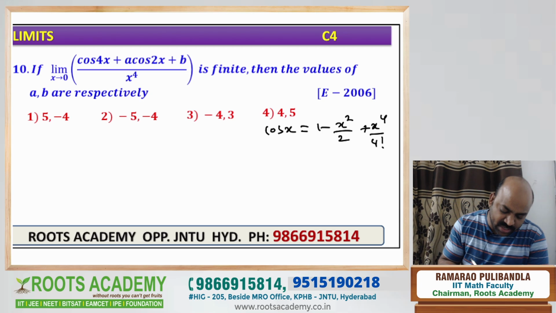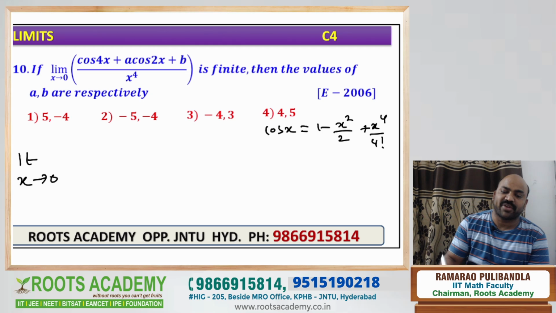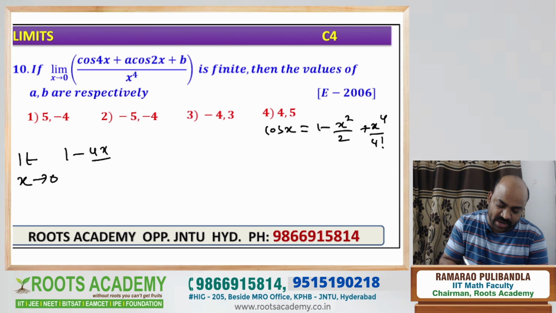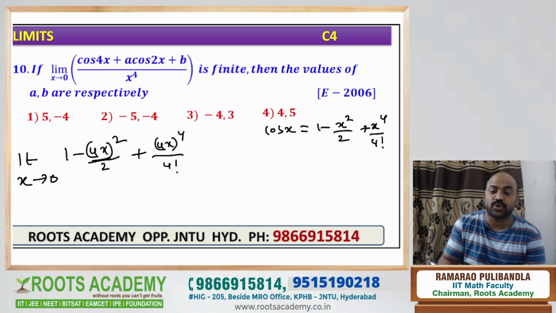So limit x tends to 0. Can you write the expansion? Till which power do I have to write? I have to write till x power 4. Is it right or not? So if I write that, 1 minus 4x by 2, because instead of x I have 4x, plus 4x power 4 by 4 factorial.